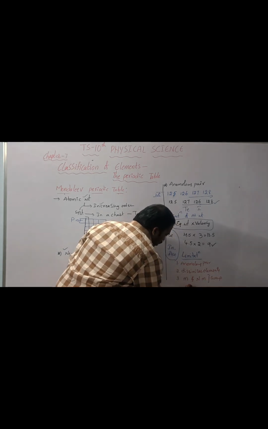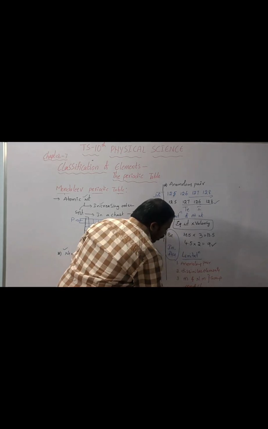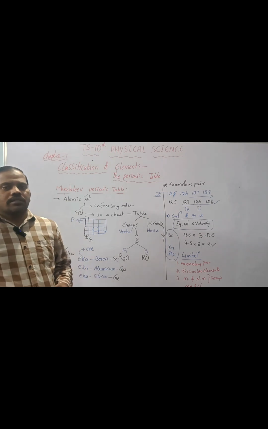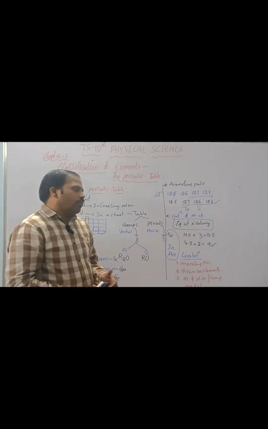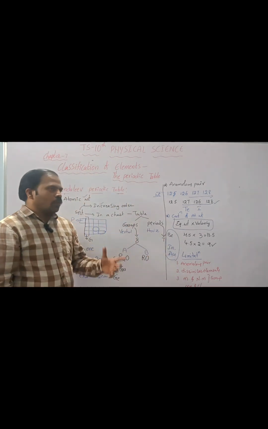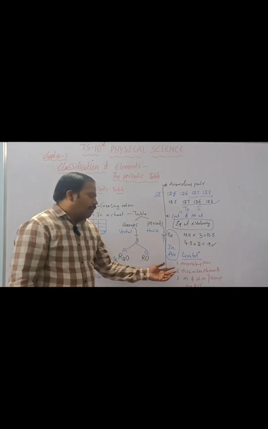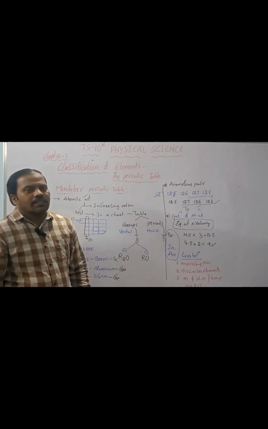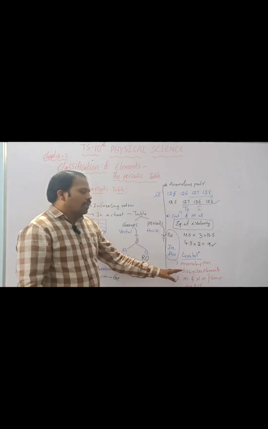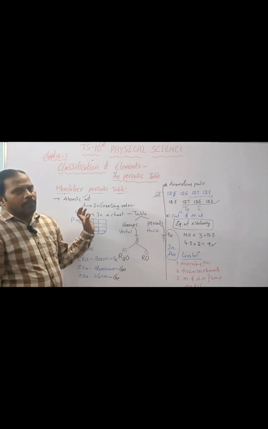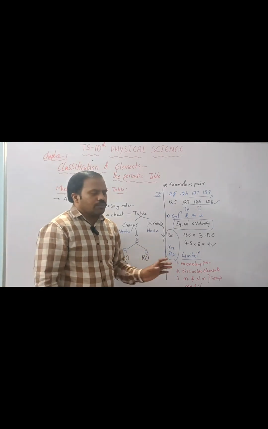Example, manganese and chlorine. One is in 7th A and the other is in 8th A and 8th B. But these two are present in the 8th group. Manganese is a metal, chlorine is a non-metal. So like that, metals and non-metals are present in the same groups. So these are all the demerits of the Mendeleev periodic table.